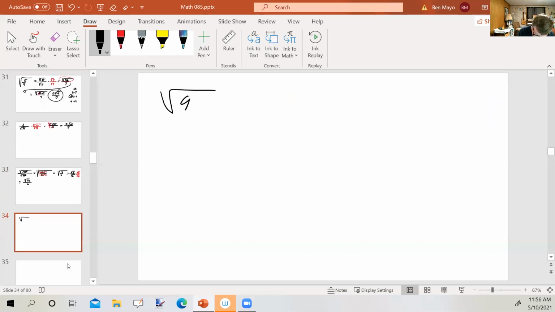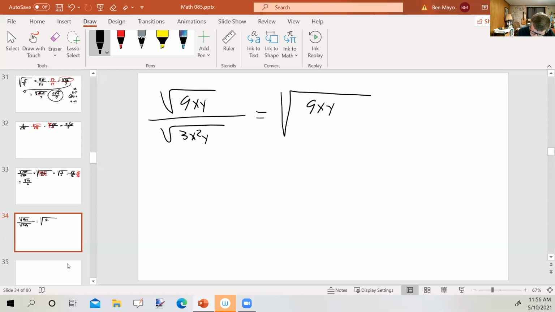The square root of 9xy over the square root of 3x squared y. So again, I can put those together under the same radical. 9xy over 3x squared y becomes the radicand. We can reduce: 9 over 3 is 3 over 1, x over x squared is 1 over x, and the y over y is 1 over 1. So the whole thing reduces down to what? 3 over x inside.